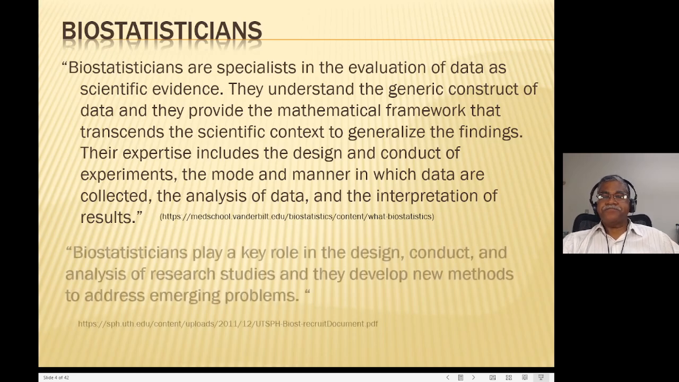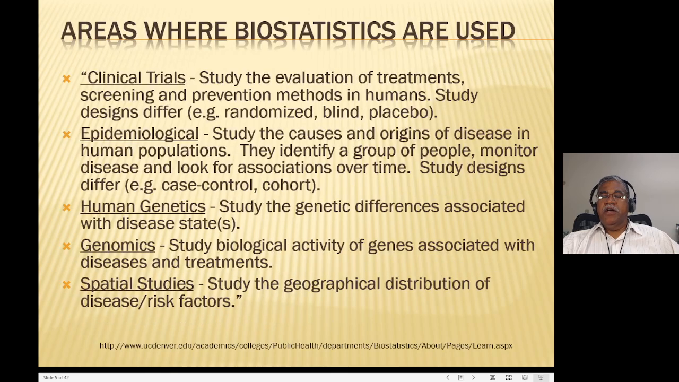Biostatisticians play a key role in the design, conduct, and analysis of research studies and develop new methods to address emerging problems. Where statistics are used: obviously, clinical trials. We talked about randomized trials, blind trials, double-blind trials, in the giving of placebo. Then you look at a medication given to somebody, and it's like, well, what are the chances? Remember the log odds ratio. You gave the medication and it worked. You gave the medication and it didn't work. It worked without the medication, and you didn't give the medication and it didn't work, right? The log odds ratio is something you might want to calculate also.